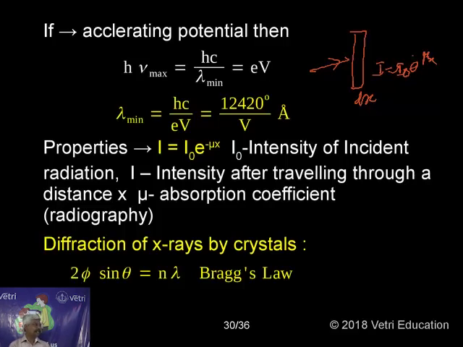I naught is called the intensity of incident radiation. I is the intensity after traveling through a distance x, mu is the absorption coefficient. Therefore, I is equal to I naught e power minus mu x. This formula relates how the intensity is absorbed by the material. If it passes through material of distance x, automatically I is equal to I naught e power minus mu x. Everything we can calculate from that.